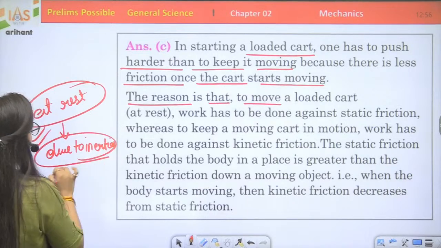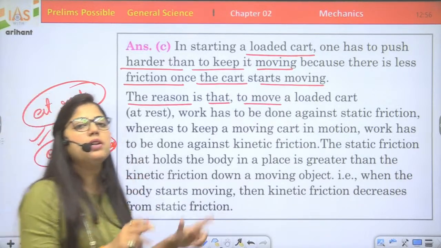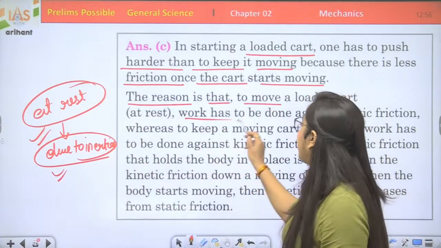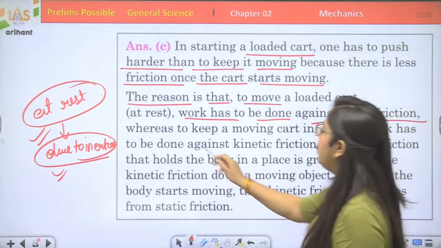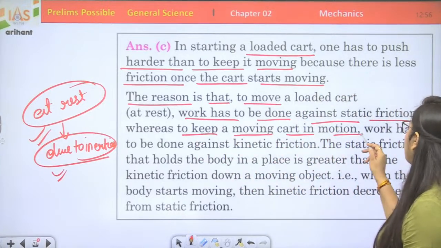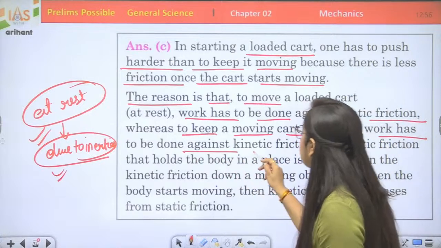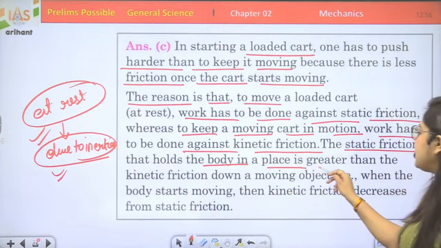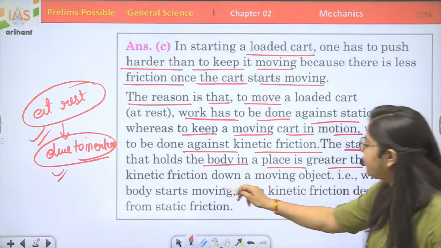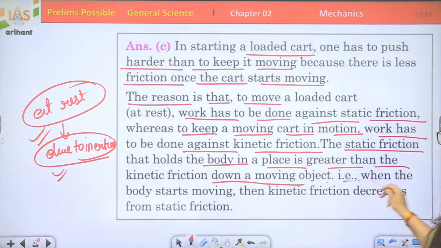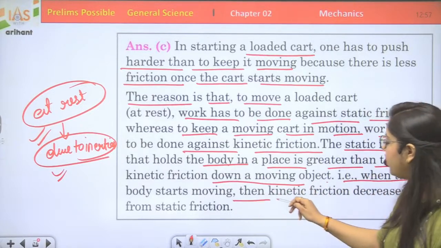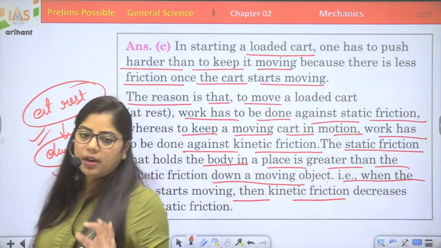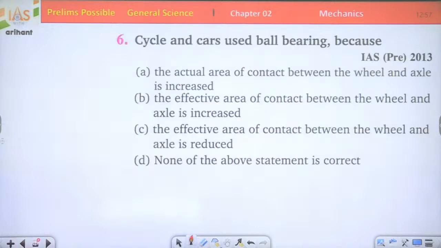If any object is at rest, it remains at rest, right? Work has to be done against static friction, whereas to keep a moving cart in motion, work has to be done against kinetic friction. The static friction that holds the body in a place is greater than the kinetic friction on a moving object. That is, when the body starts moving, then kinetic friction decreases from static friction. Clear? Now comes the next question.